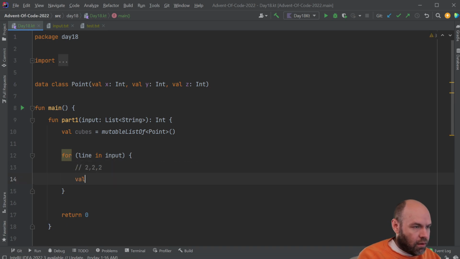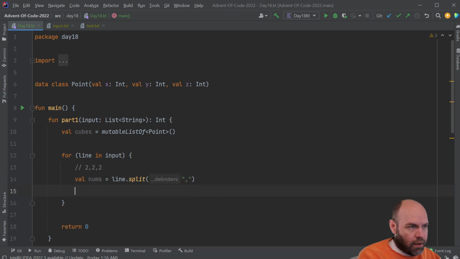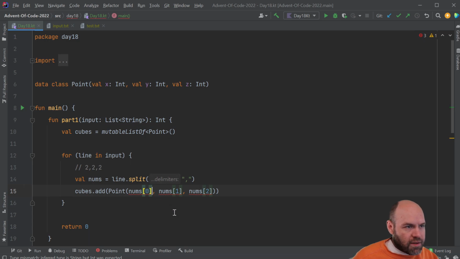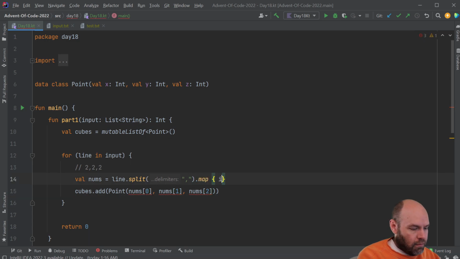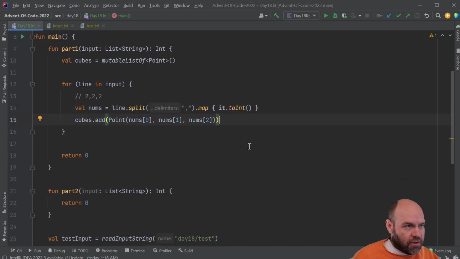And then we'll just do line.split on commas. And then, easy enough, cubes.add a Point of nums[0], nums[1], nums[2]. And then we'll have to do toInt for all these, I guess. Actually, I'll just do them up here. Okay, easy enough. So that gives us our list of points.